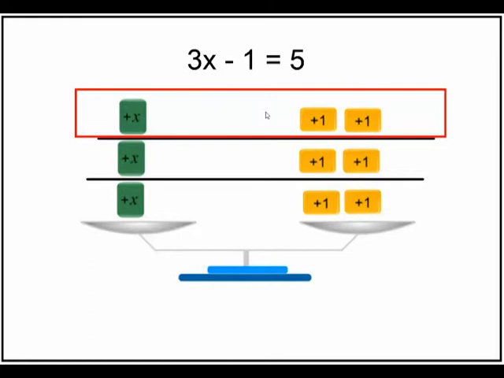I'm going to put that into my equation just to check to make sure that I'm correct. So I'm going to replace the x with a 2. 3 times 2 is 6. Minus 1 is 5. So x does equal 2.